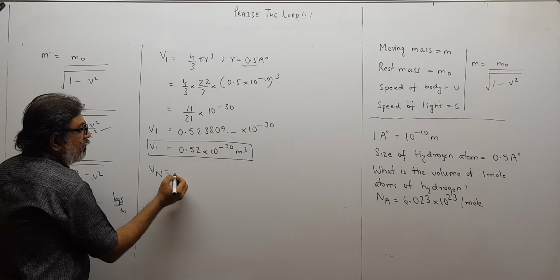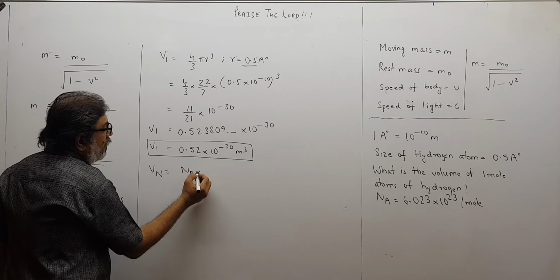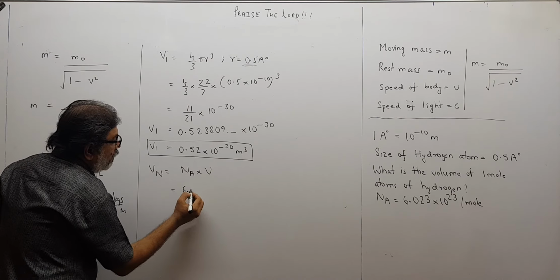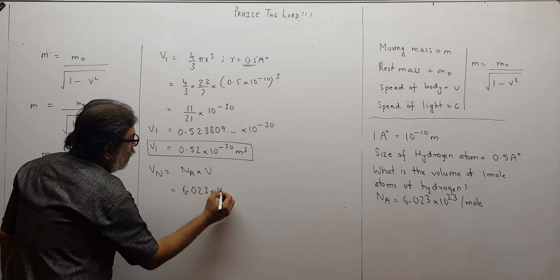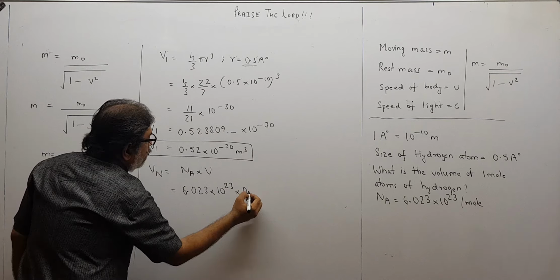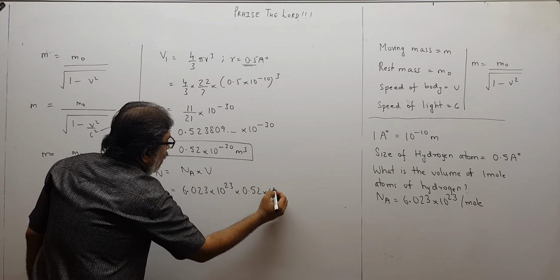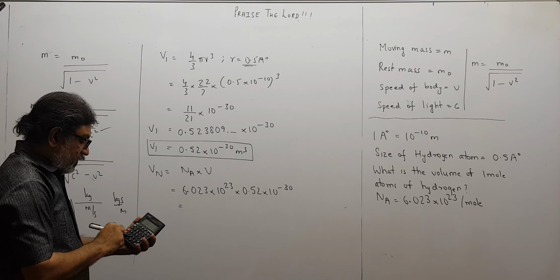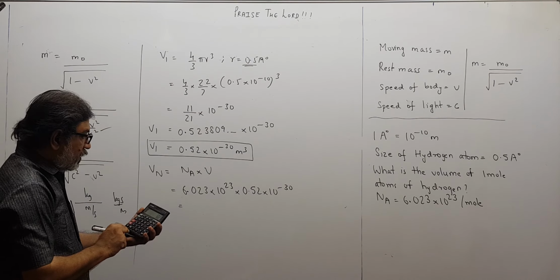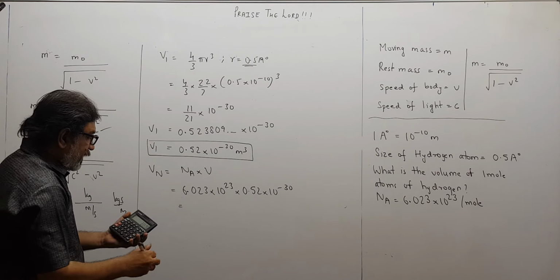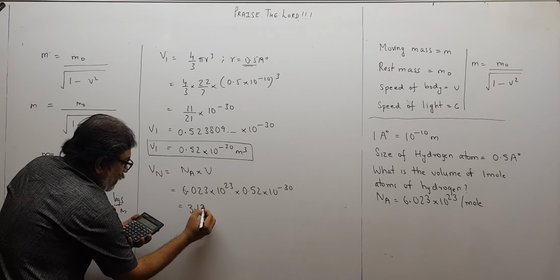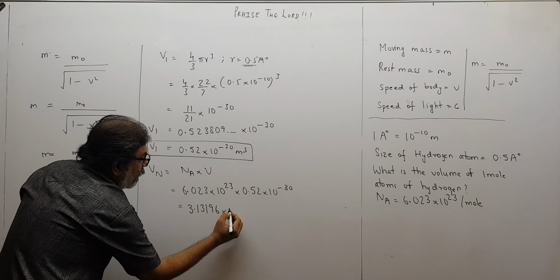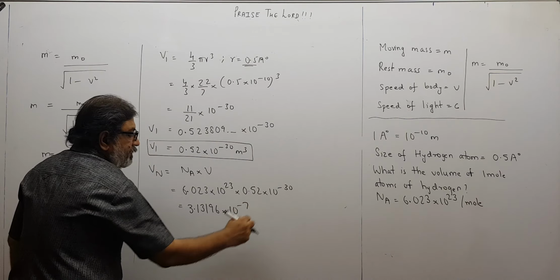Total volume of n atoms, that will be Na into V, that is 6.023 into 10 raised to 23 into 0.52 into 10 raised to minus 30. So this is 6.023 into 0.52. That is coming out to be 3.13196 into 10 raised to minus 7.